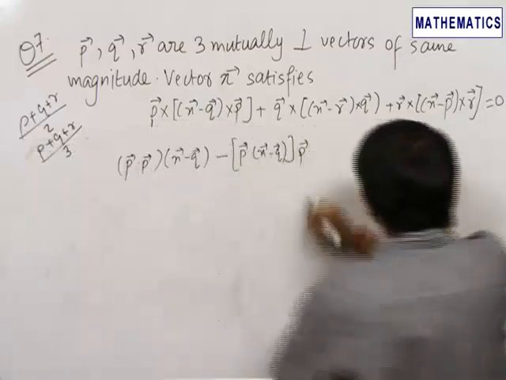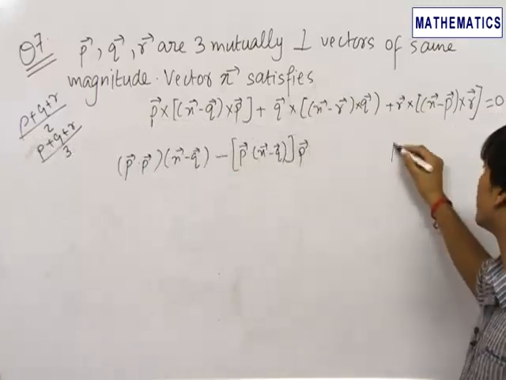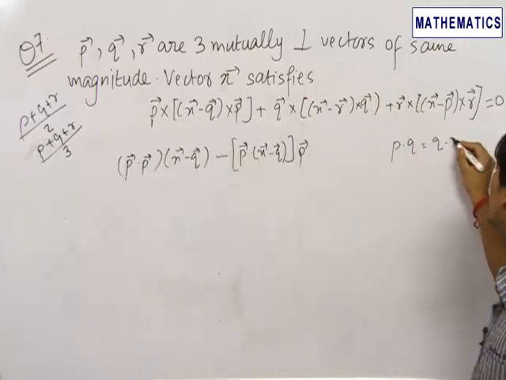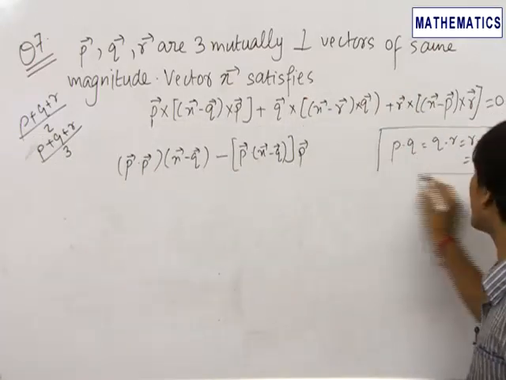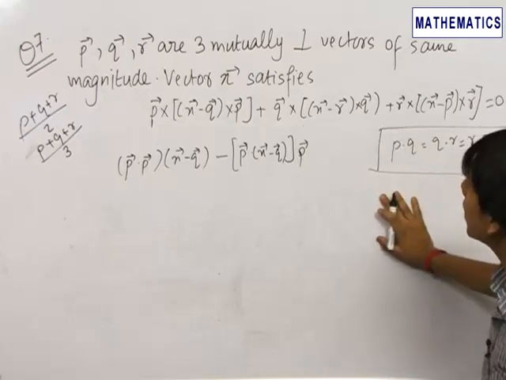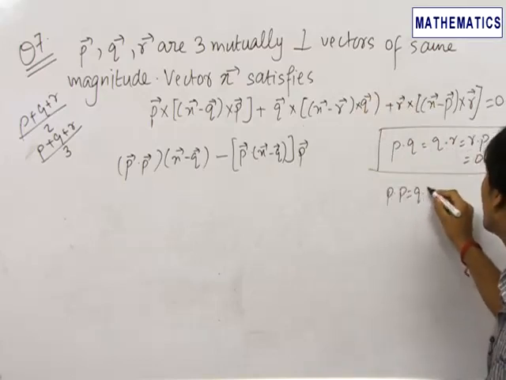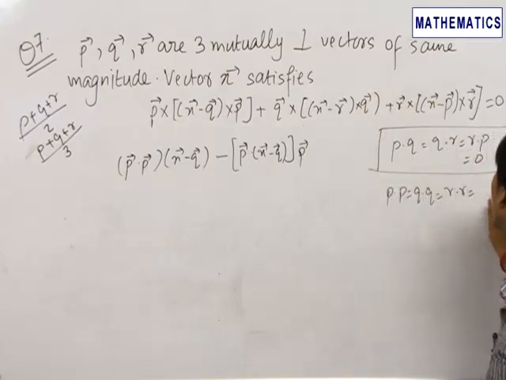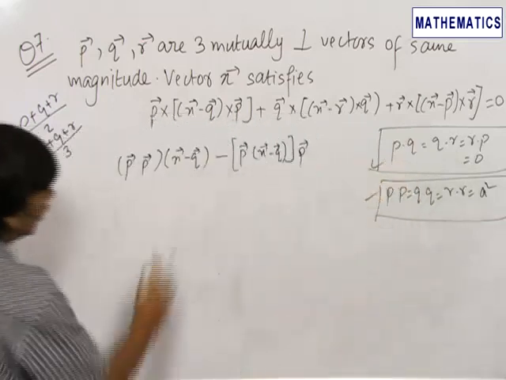Let us use the information which we have been given. We have been given that these three are three mutually perpendicular vectors. Therefore we can write P dot Q is equal to Q dot R is equal to R dot P is equal to 0. This is one information that we have. Another information that we have is that all these three have the same magnitude. Therefore P dot P is equal to Q dot Q is equal to R dot R is equal to A square, where A is the magnitude of the vectors P, Q and R. Now this is the information we have to solve this question.